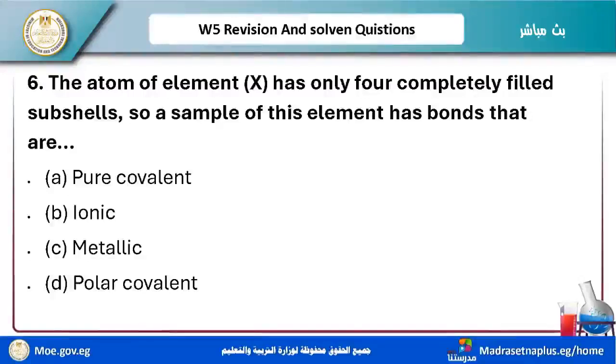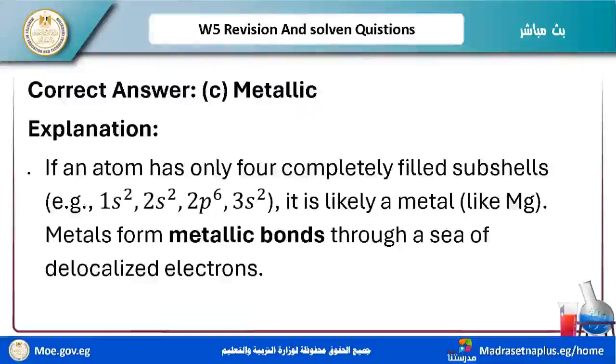Now, if we write the electronic configuration, you find that it is a metallic bond. Why a metallic bond? This atom has 4 completely filled subshells: 1s2, 2s2, 2p6, 3s2. Count them: 1, 2, 3, 4. This is the arrangement of these subshells, and I have 3s2.